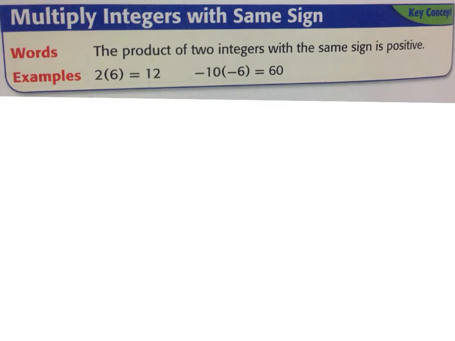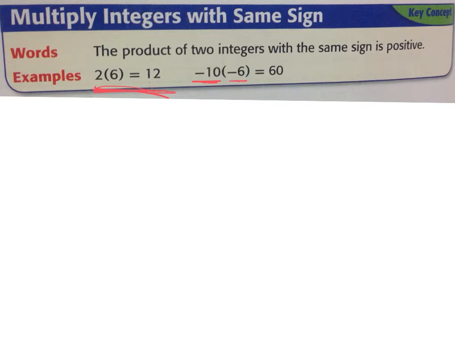Another rule for multiplication with integers is that the product, and remember product just means the answer to a multiplication problem, of two numbers with the same sign is always going to be positive. There's two examples right here. 6 times 2 is 12. Negative 10 times negative 6, that's two of the same sign, they're both negative, so it's going to be a positive answer.